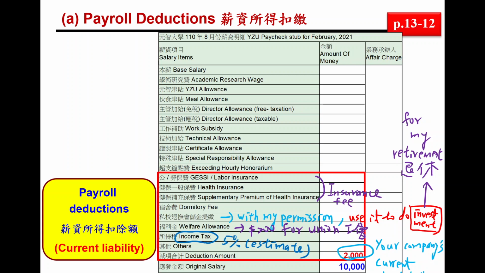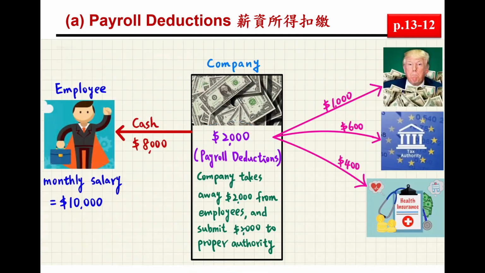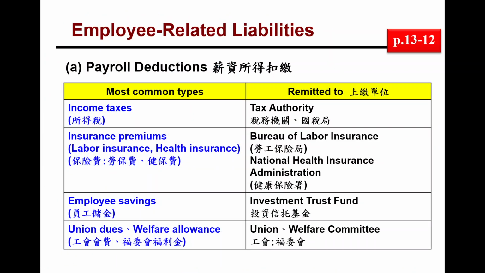Okay, and this is a current liability. Why is that? Because usually we pay different kinds of money to different units next month. So here, income tax is to whom? To the tax authorities, to the government. Then labor insurance and health insurance go to different units. Like what? Labor insurance to the Bureau of Labor Insurance. Health insurance to the National Health Insurance Administration. So different units.